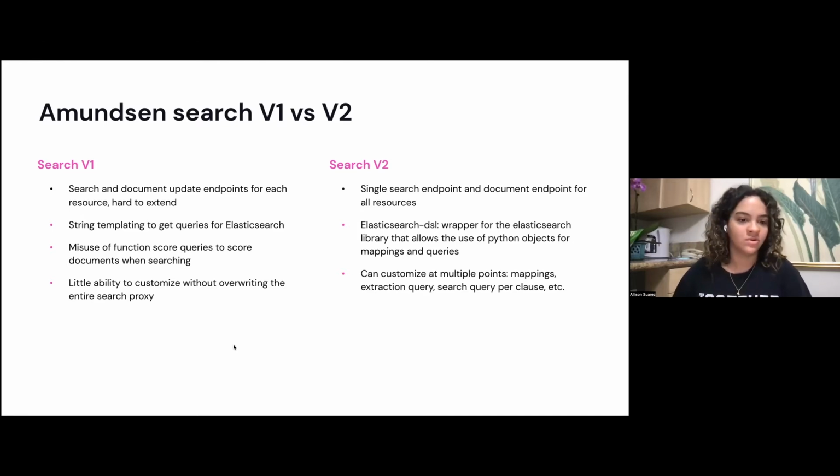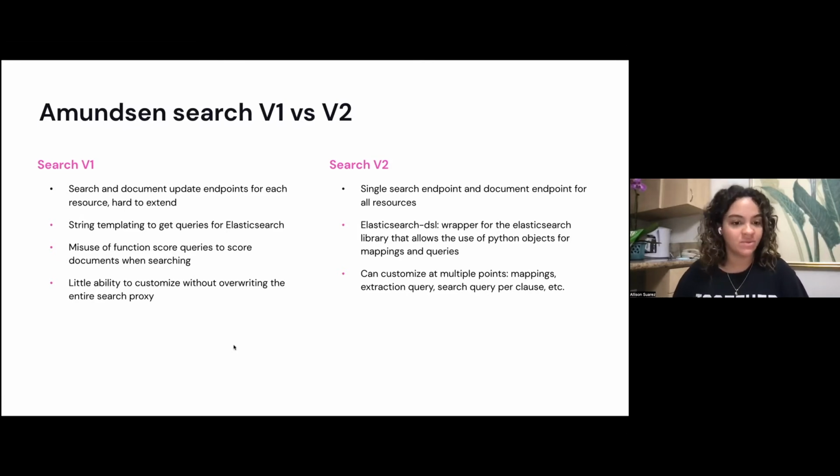We also used to use function score in order to score documents when searching. This is a misuse, because function score is usually used for performing operations that are really computationally complex, not necessarily for just scoring and ranking documents based on how much they match. That is better suited for other queries that I'm going to be discussing later on.